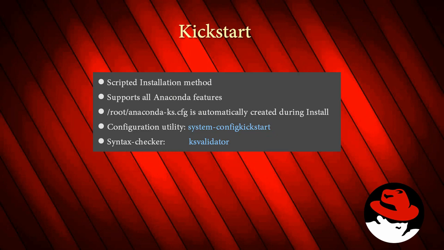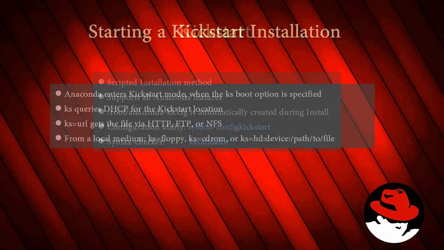The /root/anaconda-ks.cfg configuration file is automatically created during installation. The configuration utility is available in the GUI mode as well. The system-config-kickstart could be found under Applications on the desktop of RHEL. A tool called ksvalidator could be used for Kickstart, which is a syntax checker.